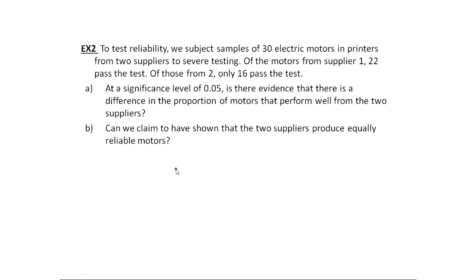It says a significance level, or alpha, of 0.05. Is there evidence there is a difference? Okay, that's going to be two-tailed. In the proportion, etc. Well, there was my key phrase, but I recognized it before because we were given counts. Is there a difference in the proportion? And then we'll take a look at B after we run through the test.